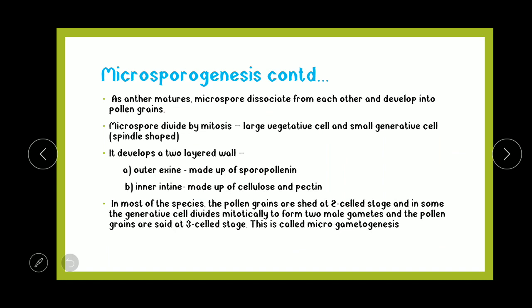Then what happens: the microspore, after dividing by mitosis forming the large vegetative cell and small generative cell, develops a 2-layered wall. The outer is the exine, which is made up of sporopollenin, and the inner is the intine, which is made up of cellulose and pectin. The chemical nature of the intine is cellulose and pectin, and for the exine the chemical nature is sporopollenin. You have to remember this. Then what happens?